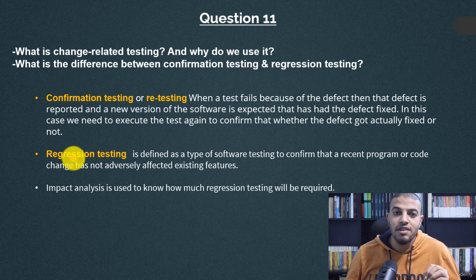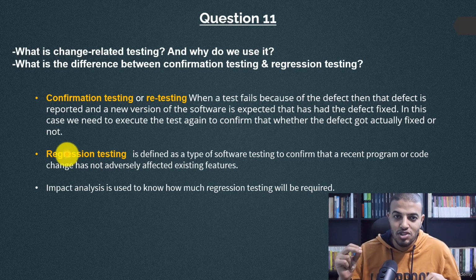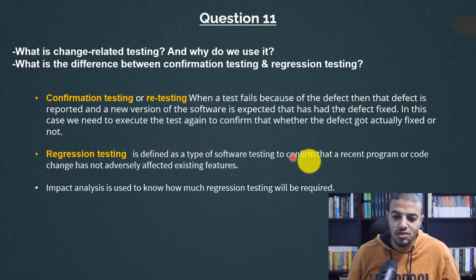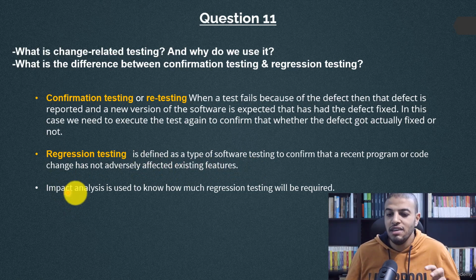On the other hand, we have regression testing. Regression testing means that we test the parts of the software that were not changed. We changed something in a functionality, but this functionality affects other functionalities. That's why we will test those other functionalities in order to make sure that they are still working like they were working in a good way in the previous build or the previous version. So regression testing is a type of software testing to confirm that a recent program or code change has not adversely affected existing features. Of course, we use impact analysis to know how much regression testing will be required.